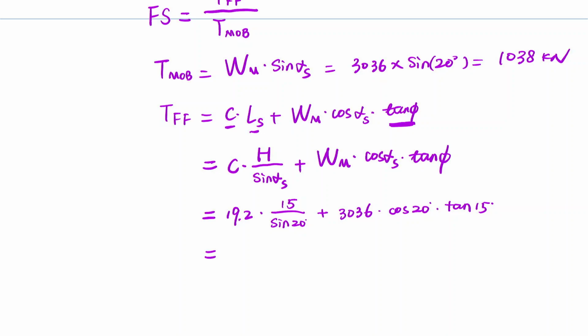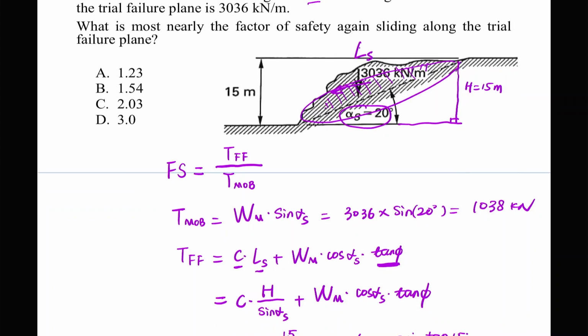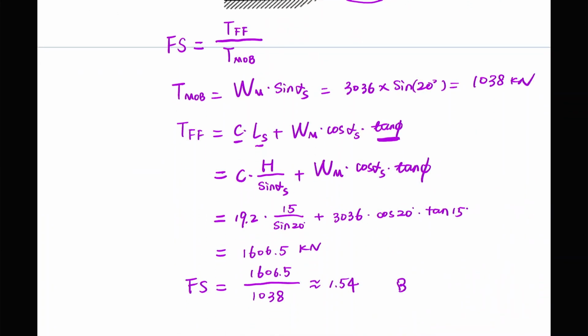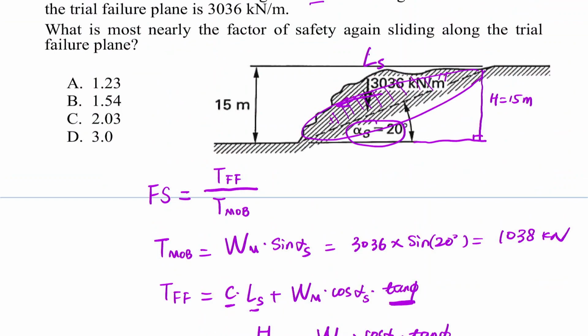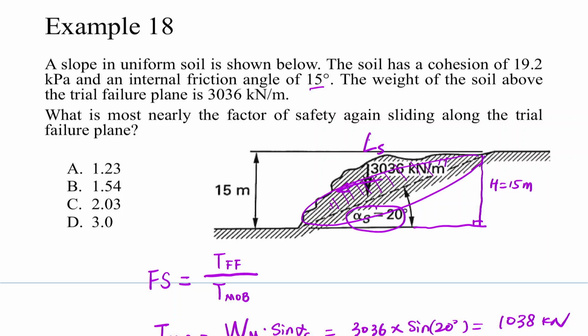our resistance is about 1606.5 kilonewton. Okay, so our FS, factor of safety, is 1606.5 over 1038. So this is about 1.54. So the factor of safety against sliding is 1.54. So B is the correct answer. So again, you can see this is basically a simple physics sliding problem. So yep, that's it for example number 18.